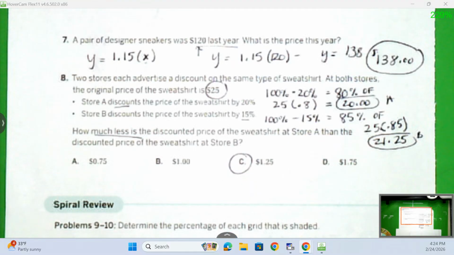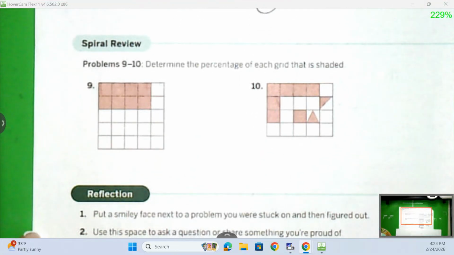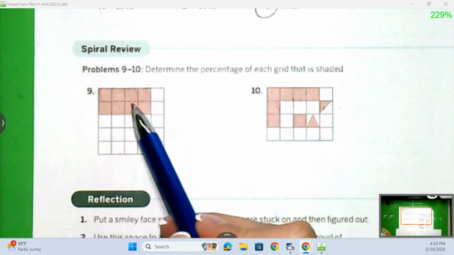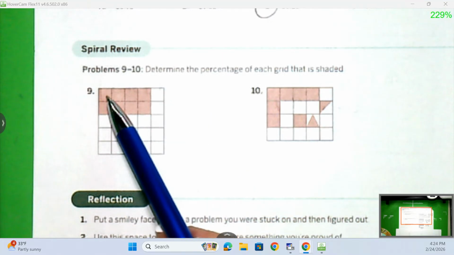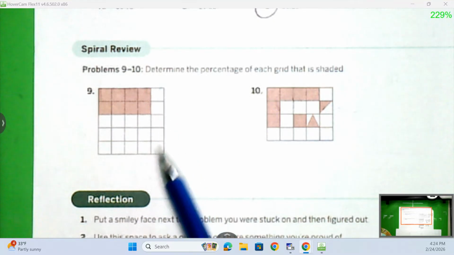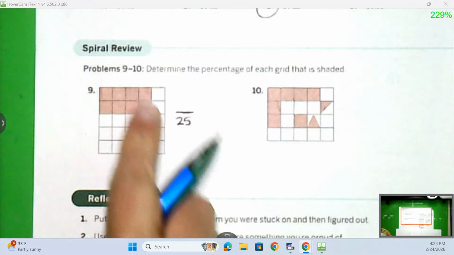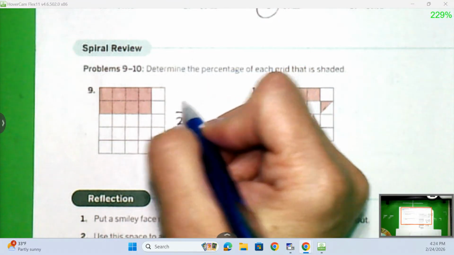Okay, we have some spiral review questions, so I would like to do those with you today. Let's take a look at question number 9. This is looking at our grids and determining the percentage that each grid is shaded. So in order to do percents, we are looking at the part to whole out of this total. So looking at our first grid here, we have 1, 2, 3, 4, 5. Going down here, we got 1, 2, 3, 4, 5. So there are 25 total boxes, and 2, 3, 4, 5, 6, 7, 8 of them are shaded.